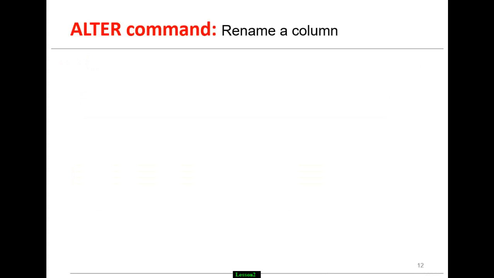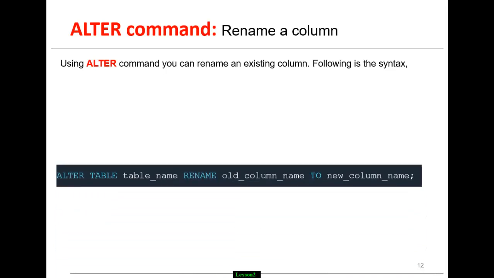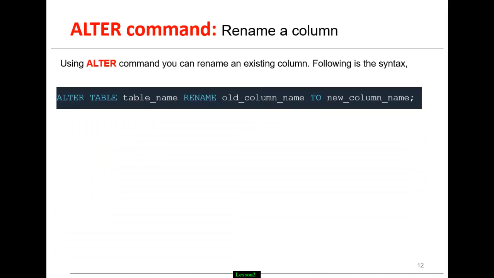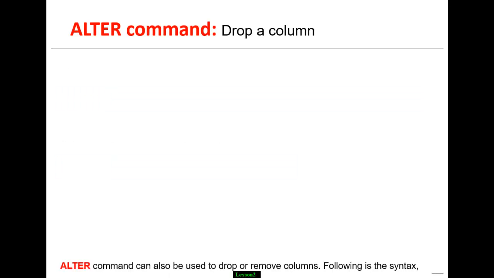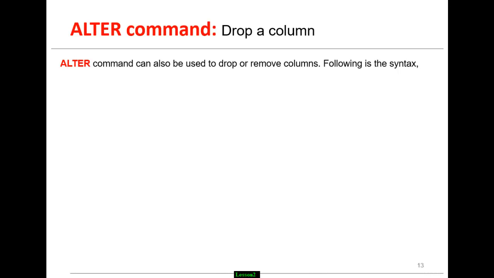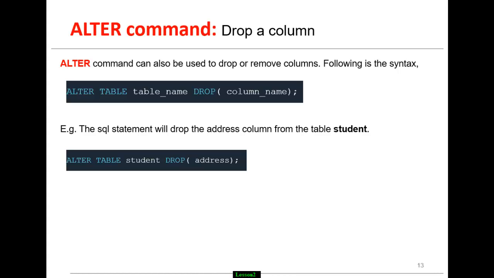Rename a column. Using alter command you can rename an existing column. Following is the syntax. For example, the SQL statement below will rename address column to location. Drop a column. Alter command can also be used to drop or remove columns. Following is the syntax. For example, the SQL statement below will drop the address column from the table student.